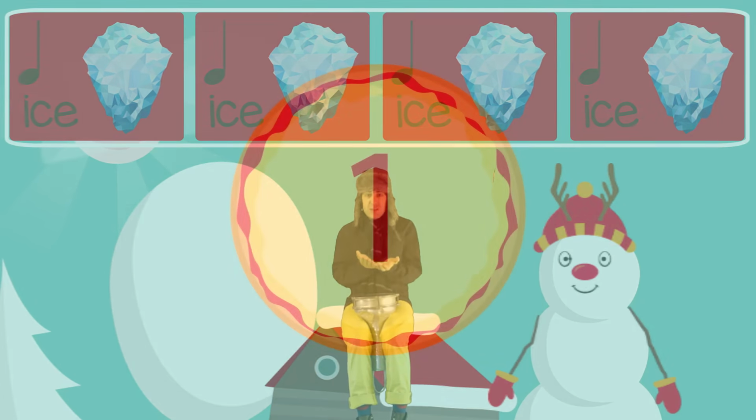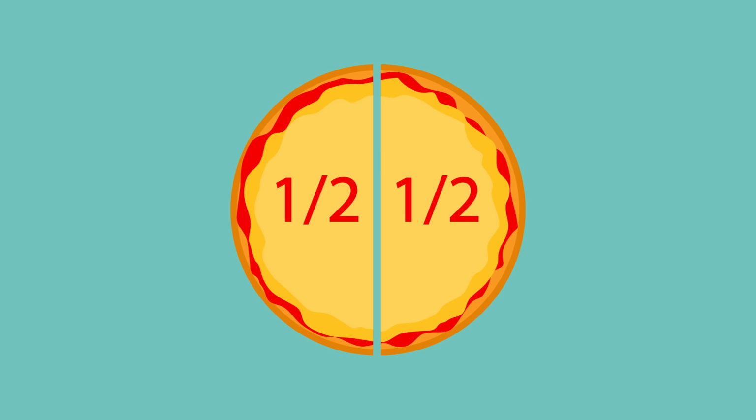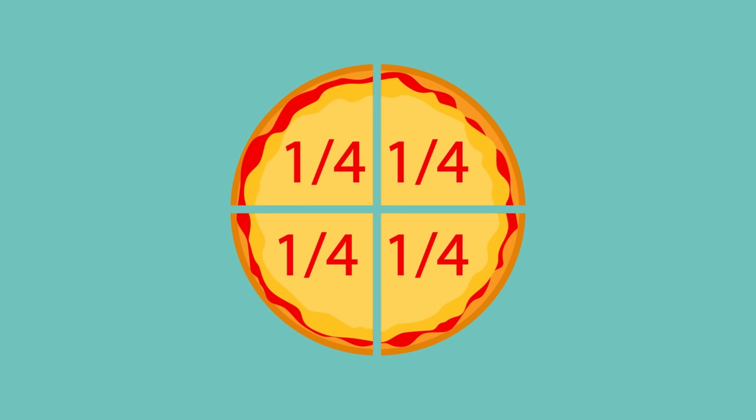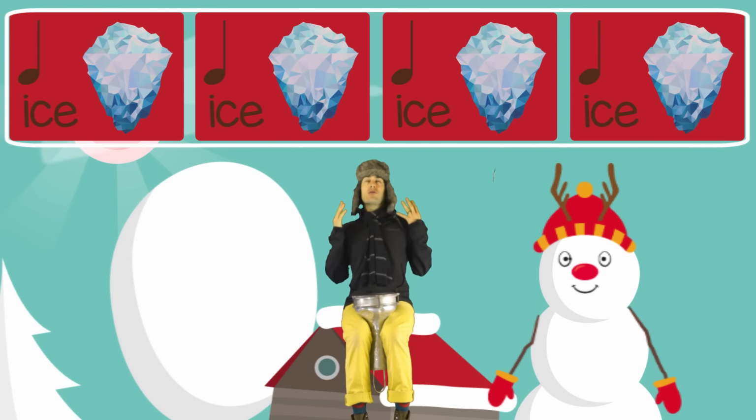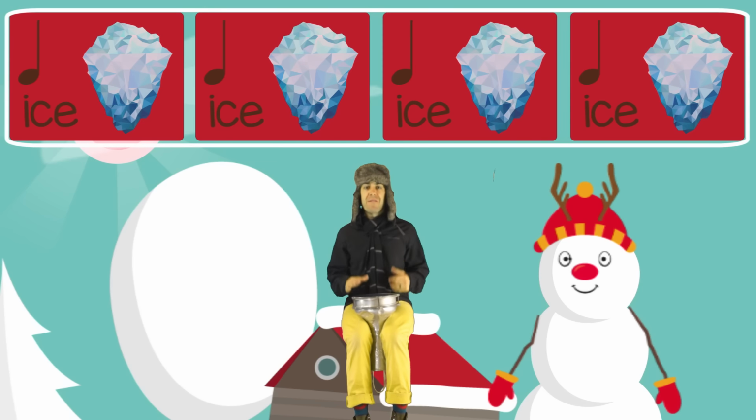So if you imagine a pizza, and we cut that pizza in half, and then we cut it in half again, we're left with four little pieces. We call those quarters. That's why we call these musical notes quarter notes. That's the musical note, a quarter note, and four of them makes up our measure.